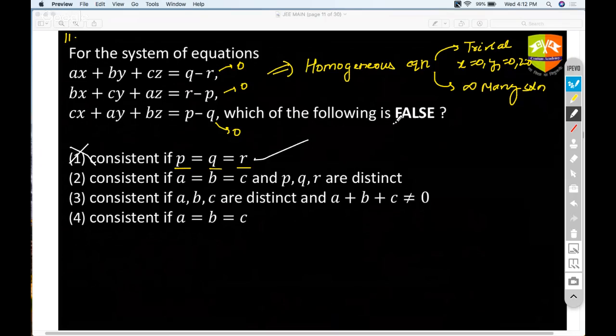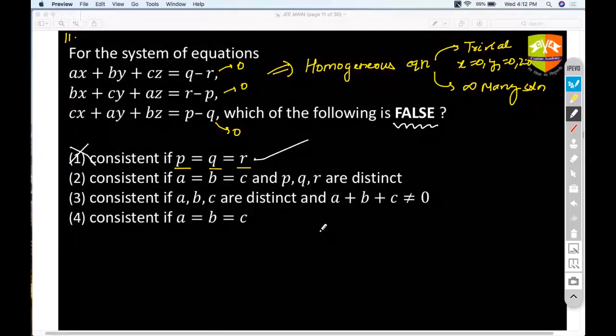So my question is, when is this statement false? So please do not get confused here. It's very important. All homogeneous systems of linear equations are consistent. So one definitely cannot be your answer.